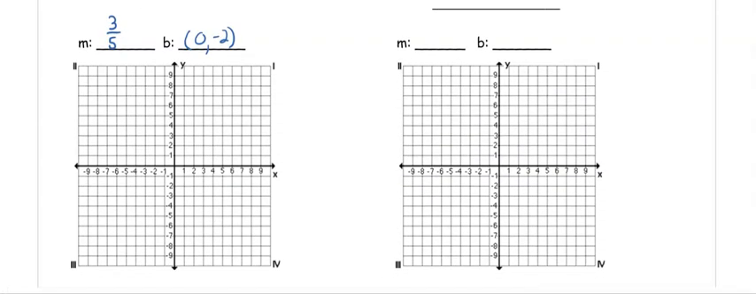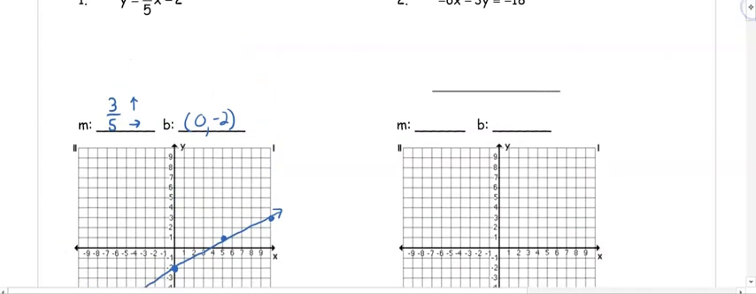When we go to graph, we always start on the y-axis, that vertical axis. Our slope is 3 over 5, so it tells us up 3 and right 5. We can also go down 3 and left 5 to get a complete line.